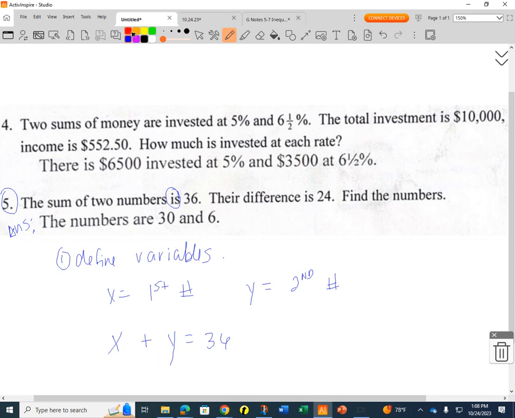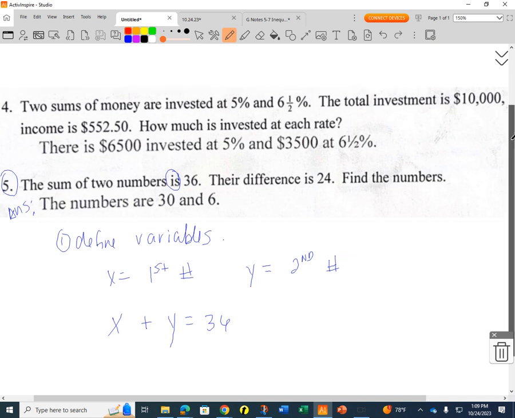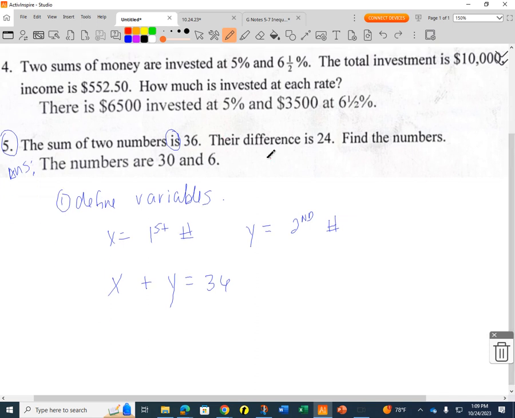Now it says their difference is 24. There are fewer words, but if we know that there refers to the two numbers, it's like if I said Wasim and Omar have lacrosse practice today, and then I say there in the sentence after. Now I know I was talking about Wasim and Omar, right? Does that make sense? So, their difference is 24.